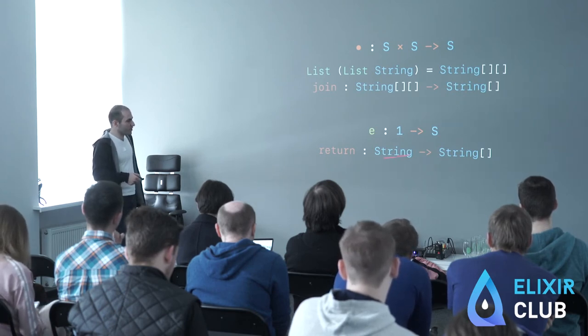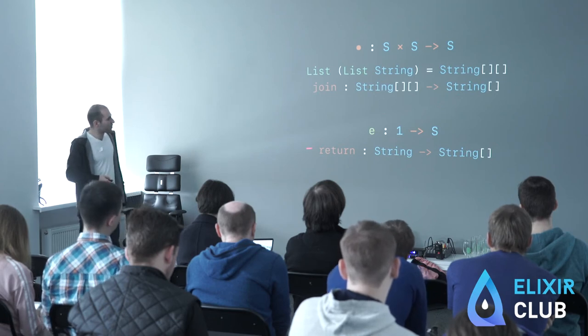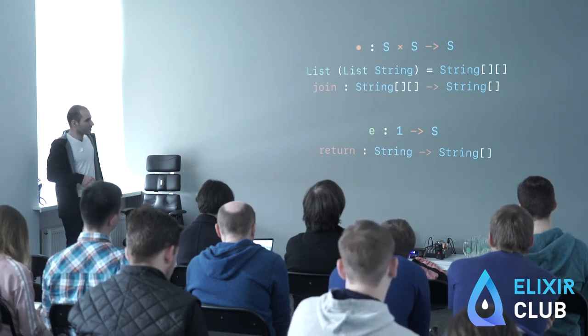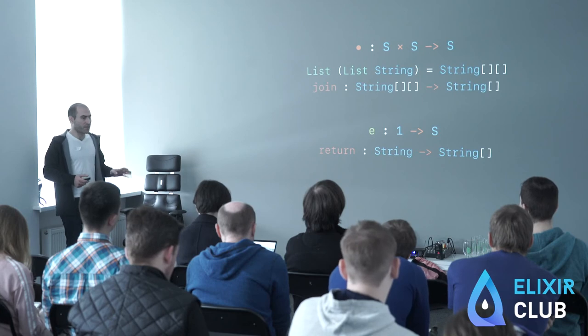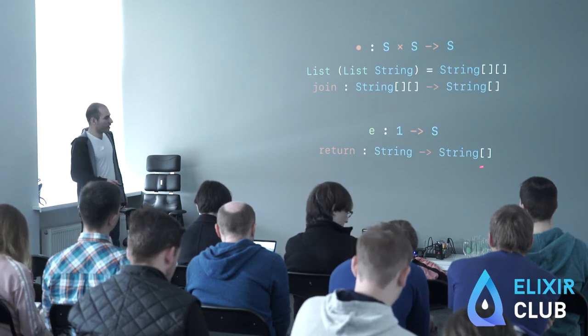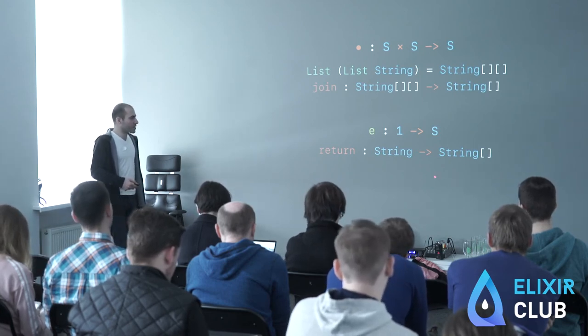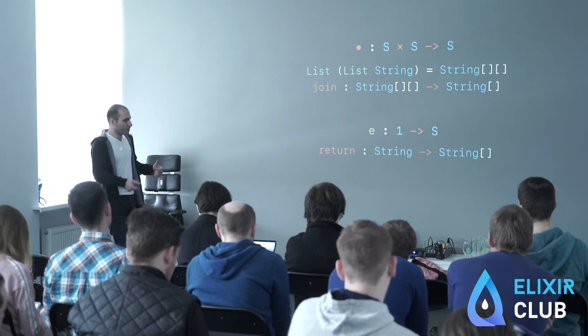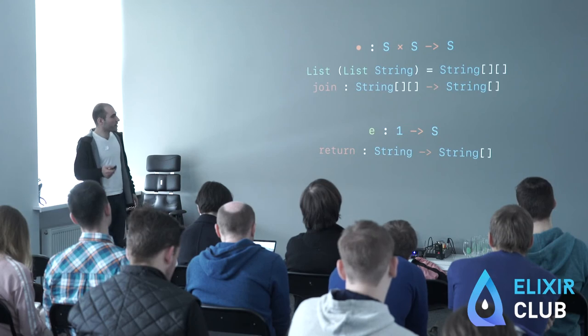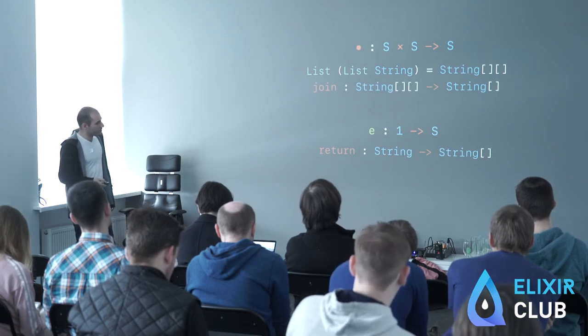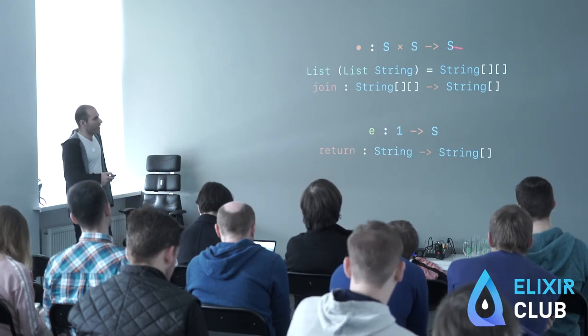The second part is much easier. This is the return function that will take a string and just put it inside a singleton list, a singleton array. So an array that will have only that element as the first and only element. Very simple. So this stuff is easy. This stuff is a bit more complex.